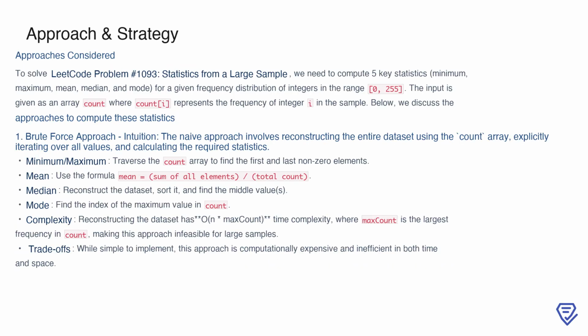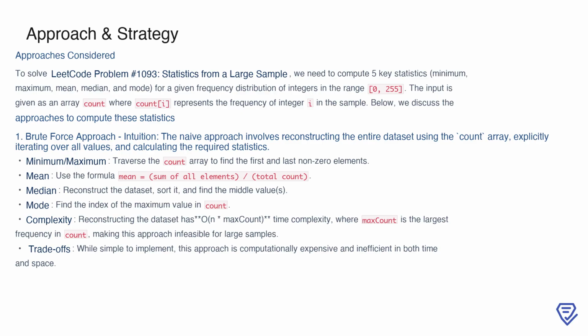To tackle this problem, we need to compute 5 key statistics: the minimum, maximum, mean, median, and mode, all derived from a frequency distribution of integers within the range of 0 to 255. The input, given as an array called count, represents the frequency of each integer in the sample. Let's first consider the brute force approach.